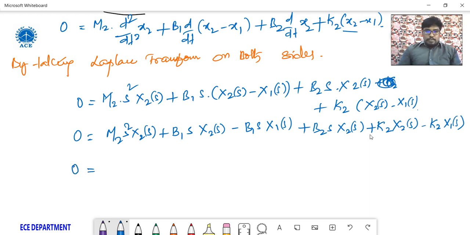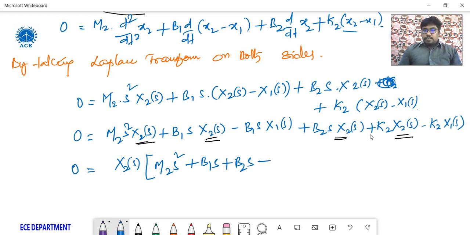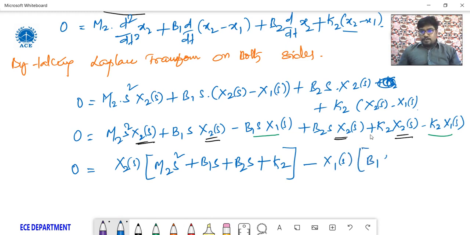Simplifying further, we take x2 of s common. The remaining terms: m2 s square plus b1 s plus b2 s plus k2. The remaining terms are both minus, so minus x1 of s into b1 s plus k2.